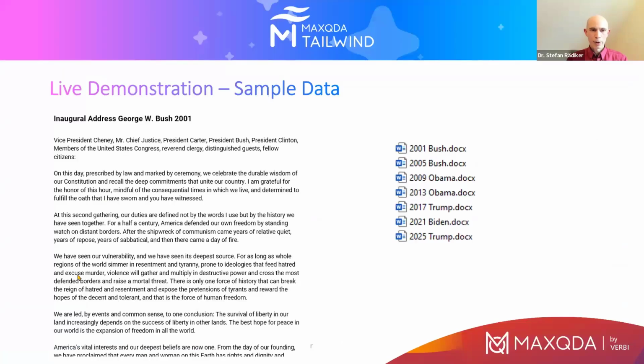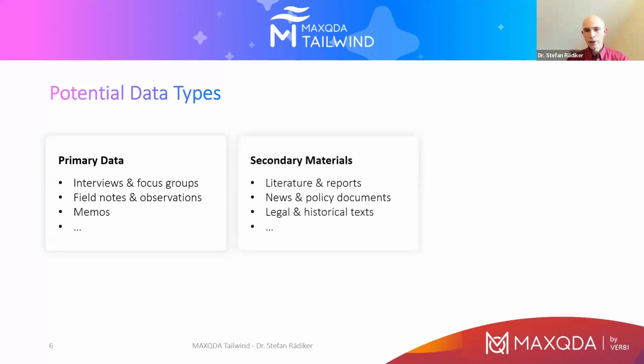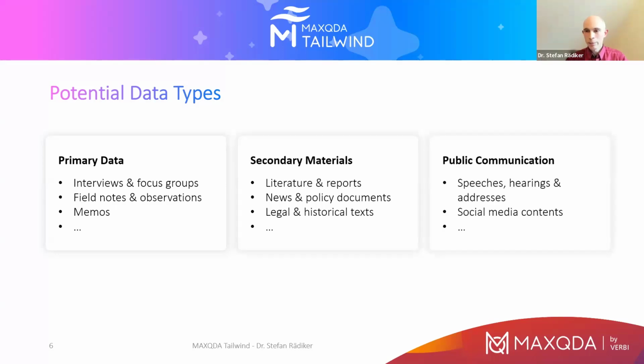Let's go back to the presentation here and let me reflect a little bit on what I've shown you live in MAXQDA Tailwind. First of all, I think MAXQDA Tailwind can be used for a lot of different data types. We could use it for primary data like interviews, observations, memos, but also for secondary materials like literature or reports, news, maybe policy documents, and legal and historical documents too. We could use it, of course, for public communication, as I did here for speeches.